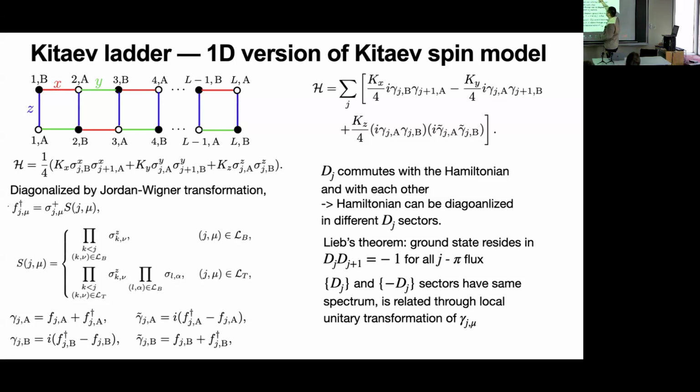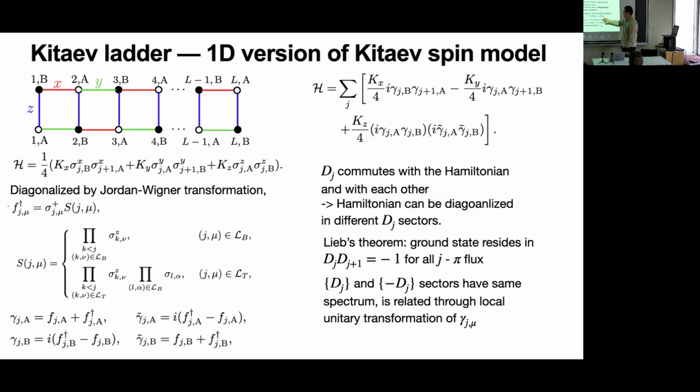So one can observe that this quantity, gamma theta, we call it DJ, defined on each vertical bound. And we observe that this DJ commutes with the Hamiltonian and with each other. So this means that the Hamiltonian can be diagonalized in different DJ settings. There's a theorem by Lieb, and Lieb's theorem says the ground state resides in the pi flux state. So pi flux means that DJ times DJ plus 1 is -1, which means that you need to choose the DJ sector as +1, -1, +1, -1, etc. to reach the ground state.